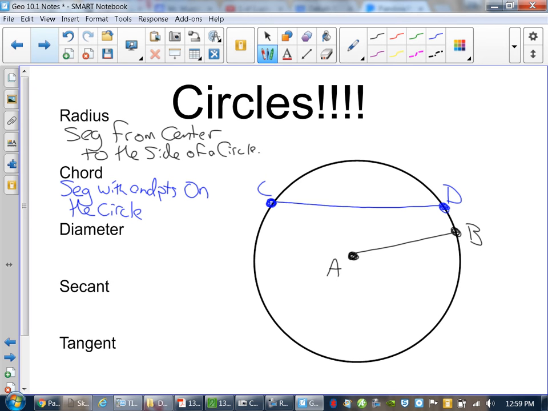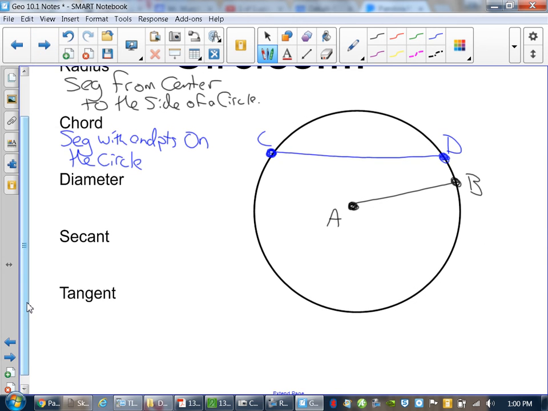The reason we define the word chord before we define the word diameter is because a diameter is a chord. It just goes through the center. The diameter of a circle has endpoints on the circle, but it goes through the center of it. So it's the fancy chord. So your diameter is a fancy chord that goes through the center.